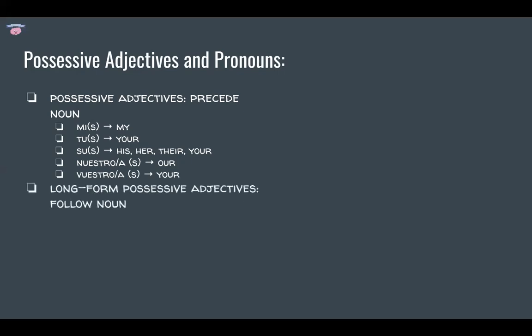And there's also long form possessive adjectives, and these follow the noun. We talked about possessive adjectives that precede the noun. So I'm going to quickly show you an example of this. Mi carro. I gave you this example already, but I'm going to write it down because this is important to see the difference between possessive adjectives, long form possessive adjectives, and possessive pronouns.